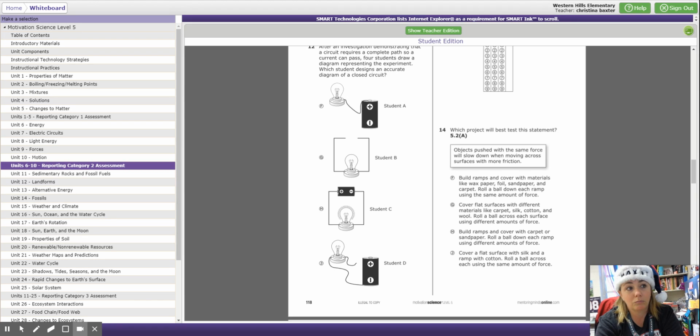H. Build ramps and cover with carpet or sandpaper. Roll a ball down each ramp using different amounts of force. Or J. Cover a flat surface with silk and a ramp with cotton. Roll a ball across each using the same amount of force.